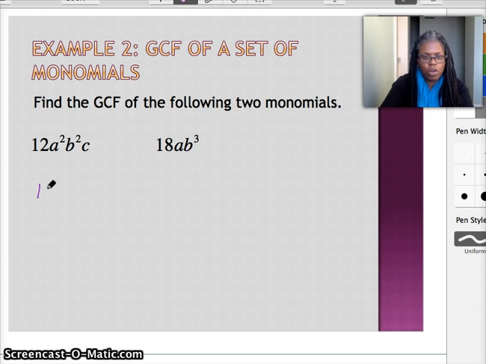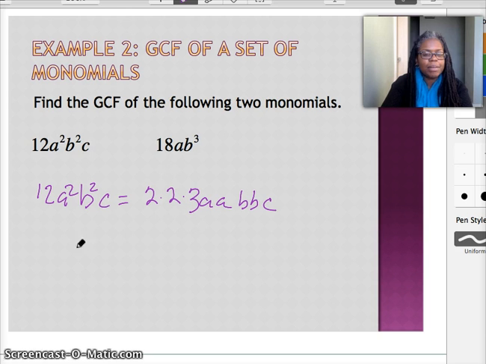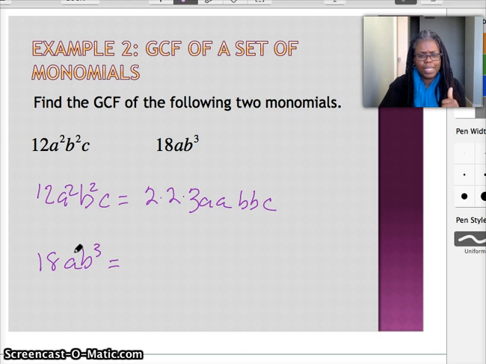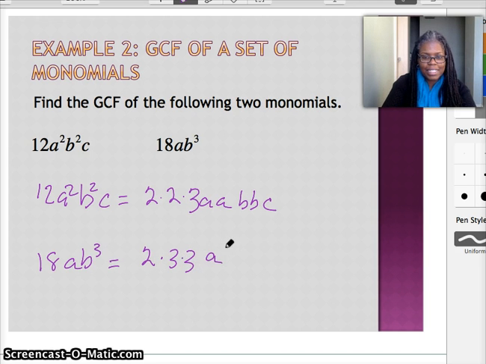If I have 12 a squared b squared c, I can obviously write that as 2 times 2 times 3, so 4 times 3 factored out, times, I'm going to write all my a's out, and I'll write my b's out, and I'll write my c. I'm going to do the same thing with 18a b to the third power. 18 is the product of 2 and 9, and that really gives me 2, 3, 3, because those are prime values, times a, times b, b, and b, and there's no c.